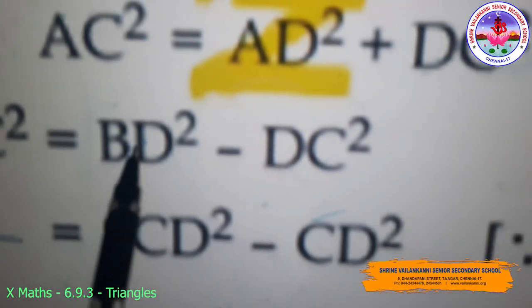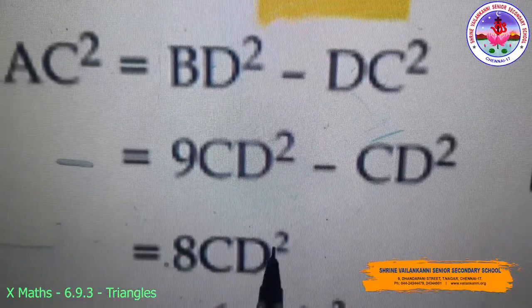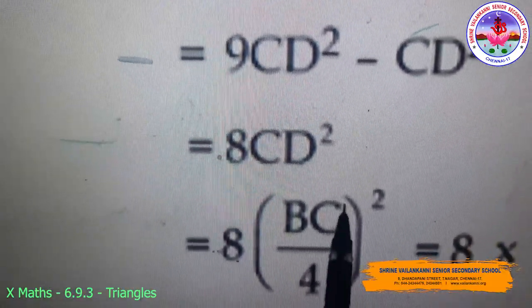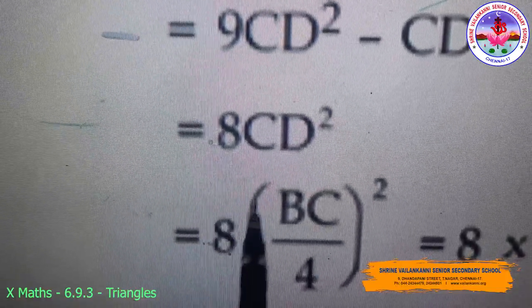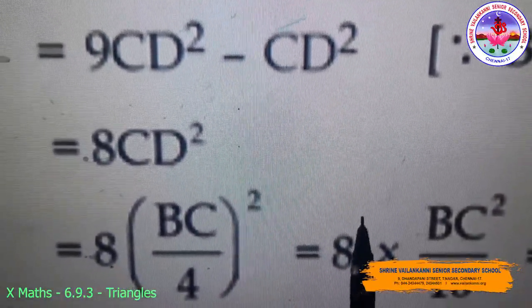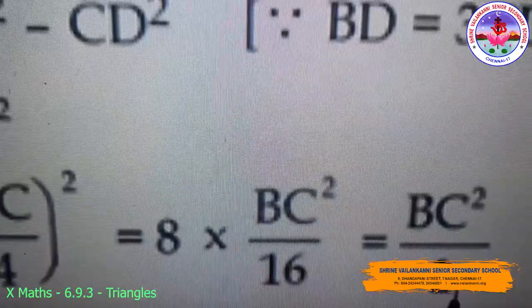So substituting value of BD as 3 CD, squaring, I will get 9 CD square minus CD square. So 9 minus 1, I will get 8 CD squared. Where CD squared we have derived as BC by 4. Substituting here, 8 into BC by 4 the whole square, which is equal to 8 into BC square by 16. So 8 will go into 16 2 times. So I got BC squared by 2.